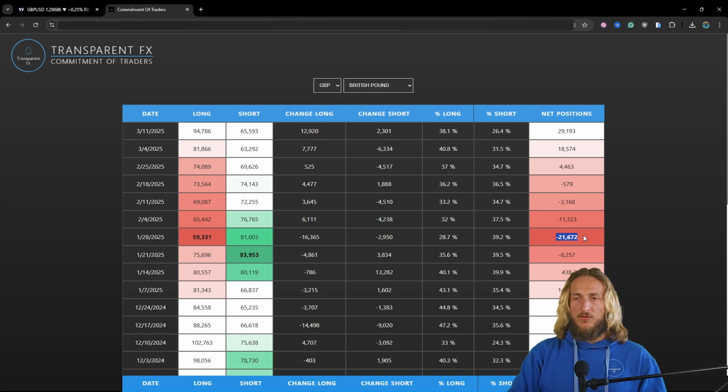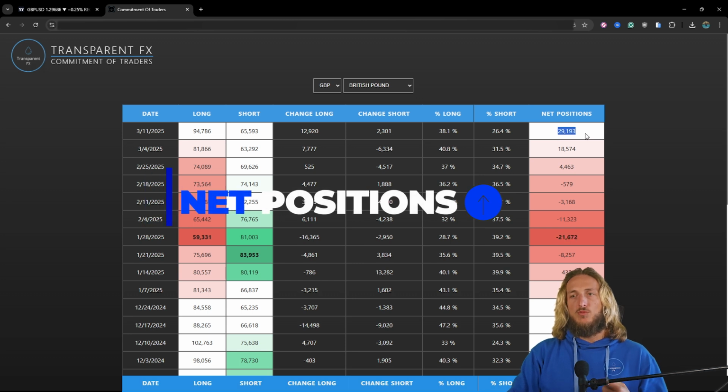And we can see how we went from having minus 21.6k net positions all the way up to plus 29.1k net positions.